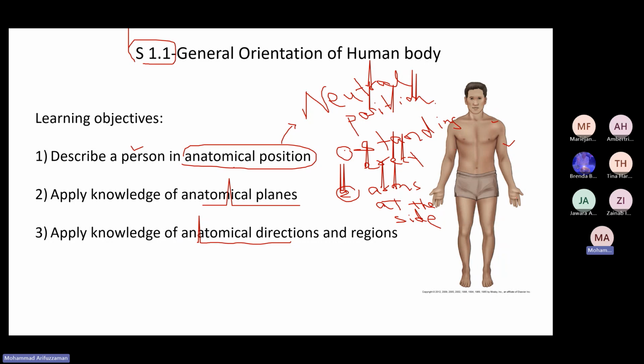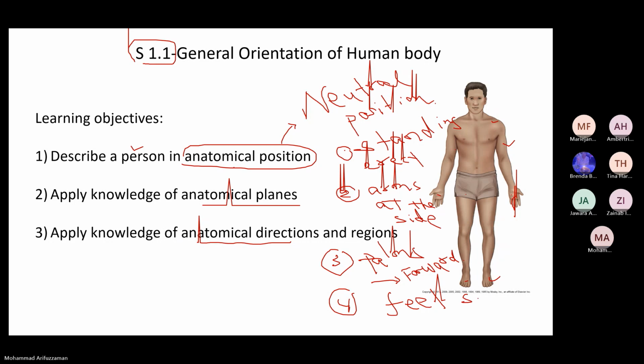And you can see the palms of the hands facing forward, right? The palms of the hand facing forward. And what about the feet? You can see the feet side by side. This is the anatomical position, which is a neutral position.